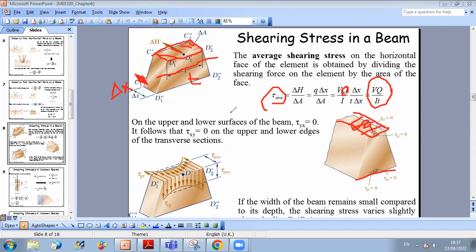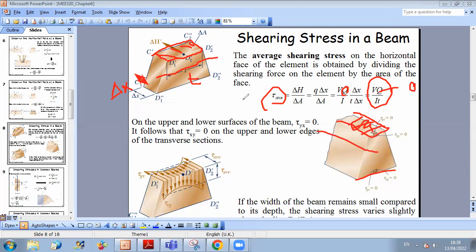And this is logical. For shear stresses, it's between two parts. Here it's exposed, it's a free surface. So on free surfaces, you don't have development of shear stress. And you can find this from the equation, since at bottom and top surfaces, the value of Q is zero.